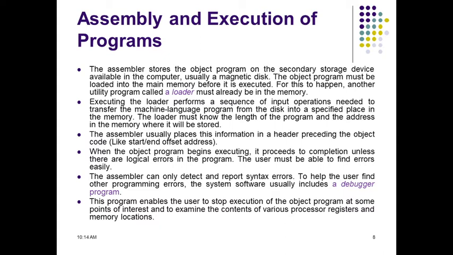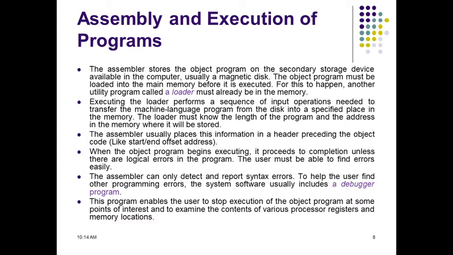As I told, the loader will load the set of instructions from the magnetic disk into the memory. For that, the loader must know the length of that program and the address in the memory location. So this information will be put by the assembler itself in the header part of the source program. Here the assembler includes the address in the header which is preceding the object code on the disk.